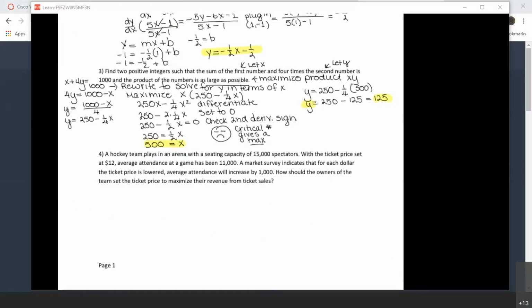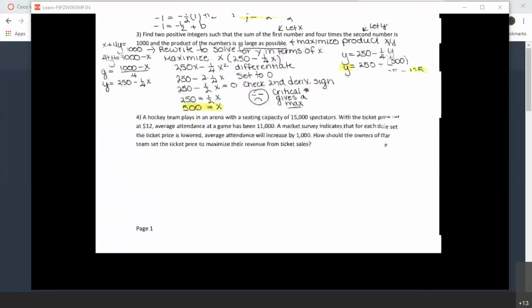This is a real problem. In other words, I want my revenue to be as high as it can be, but at the same time, I want to get as many people in there. So what's the sweet spot? How much do I need to lower the ticket price to get a maximum revenue? Well, let's talk about revenue.